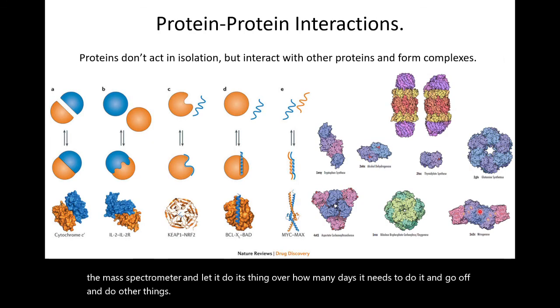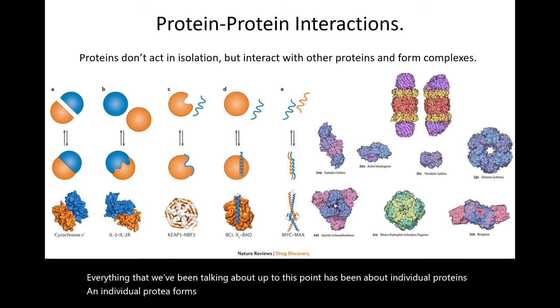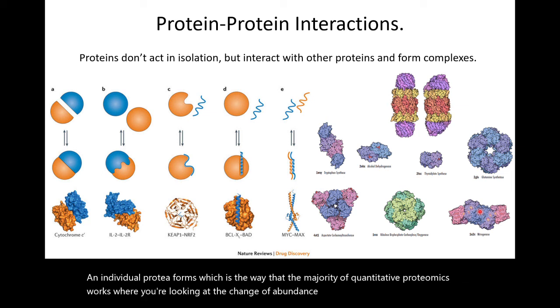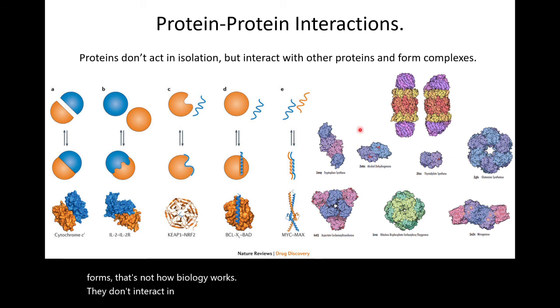Everything that we've been talking about up to this point has been about individual proteins and individual proteoforms, which is the way that the majority of quantitative proteomics works, where you're looking at the change of abundance of individual proteins and proteoforms. That's not how biology works. They don't act in isolation. They interact with other proteins and other complexes.